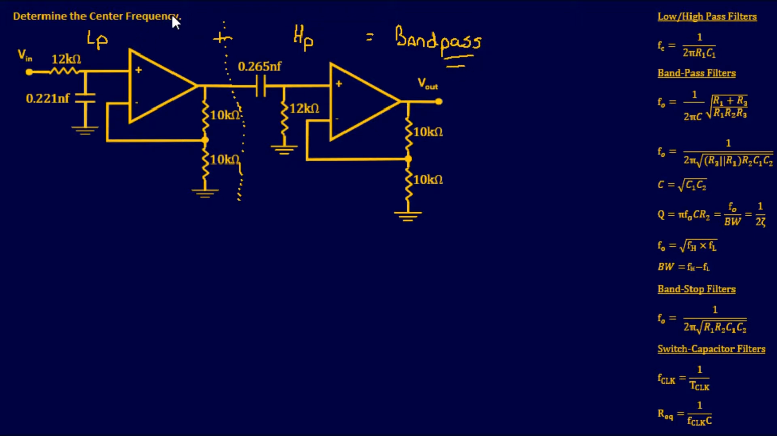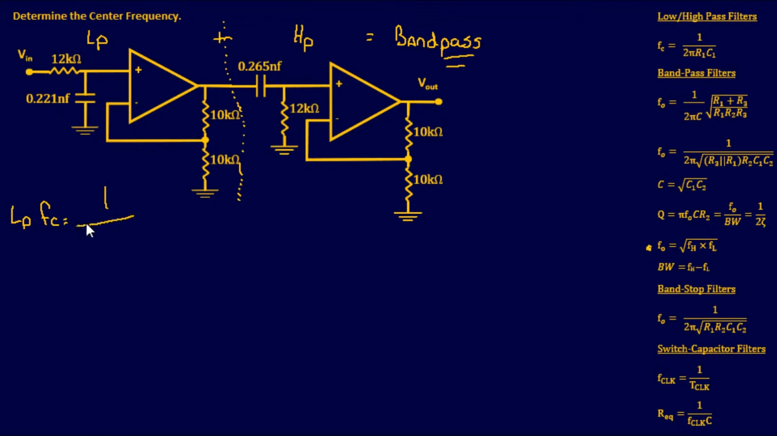That would make sense when you're trying to determine your center frequency. While looking at this, we can determine our cutoff frequencies for our low-pass filter, then our high-pass filter, and once we find our cutoff frequencies, we can use this equation right down here and find our center frequency. So let's find our cutoff frequency for our low-pass filter first.